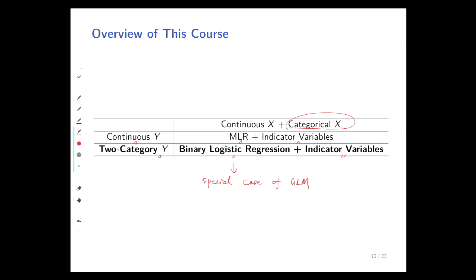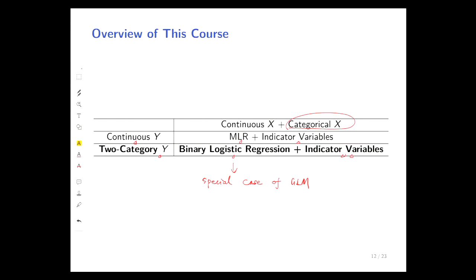And the idea of using the indicator variable is exactly the same as in the multiple linear regression model. So we are not going to talk about it in detail. If you have any doubt about these indicator variables, my suggestion is just to review that part in the multiple linear regression model, and everything stays very similar for this binary logistic regression model. So I think that's the introduction and the motivation for the binary logistic regression model and the generalized linear model.